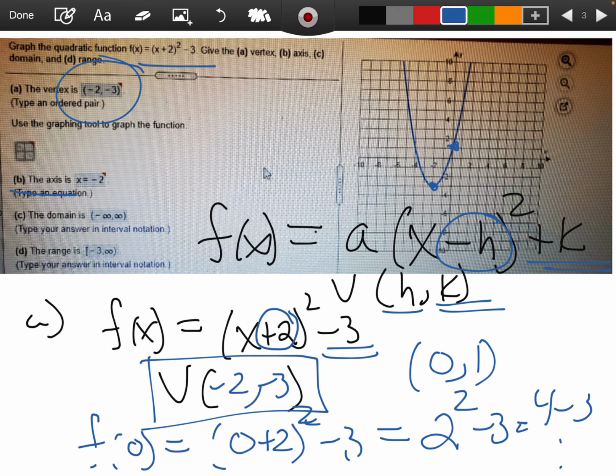Now, the second part says, let's find the axis. The axis is what we refer to, y'all, as the axis of symmetry. The axis of symmetry is a vertical line, and it's always going to have the same value as the x-coordinate of my vertex. So look what we have here: x equals negative 2. And that's what they have right there. Visually, y'all, this is a vertical line that cuts the graph directly in half. So look, there's my vertical line.